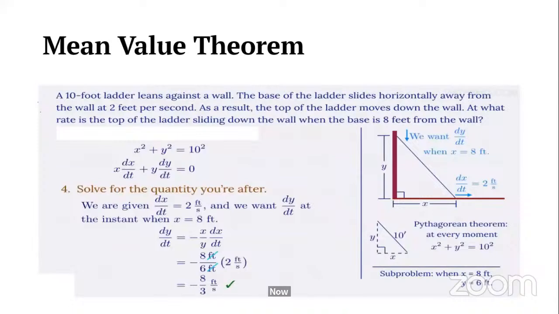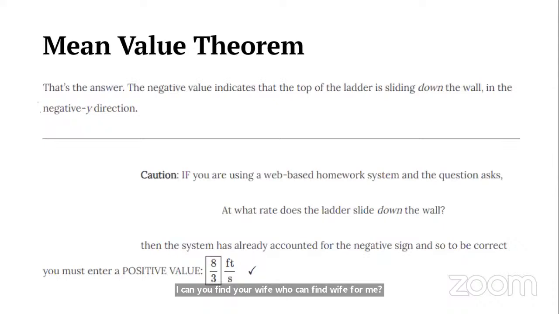Now that you know your dy/dt, which is going to be 8 of this, what will your y be then? How can you find your y? Who can find y for me?